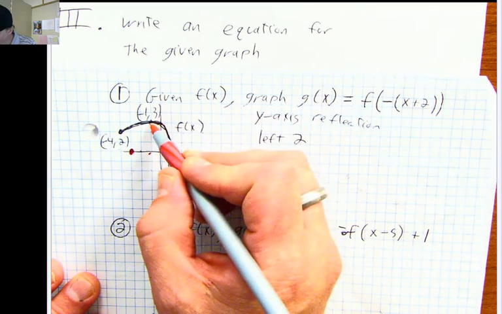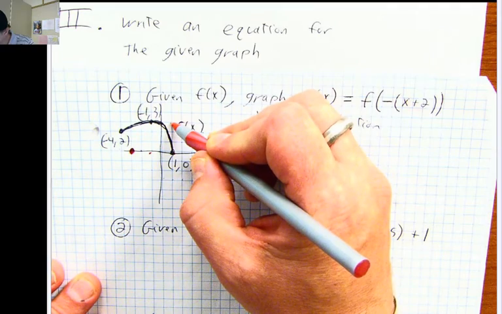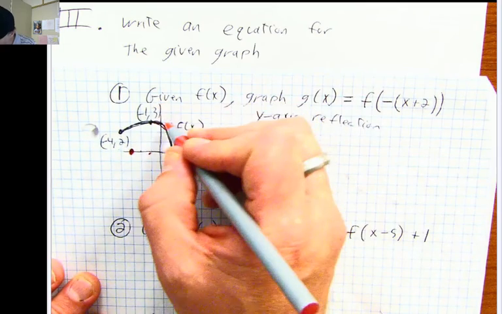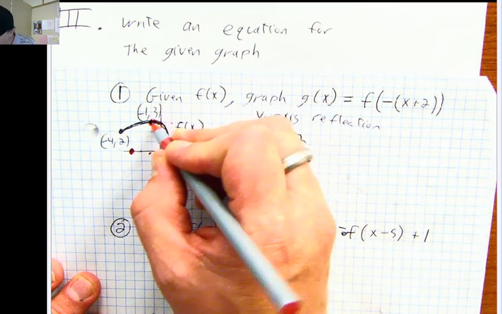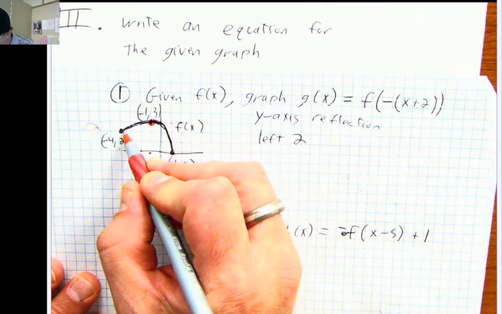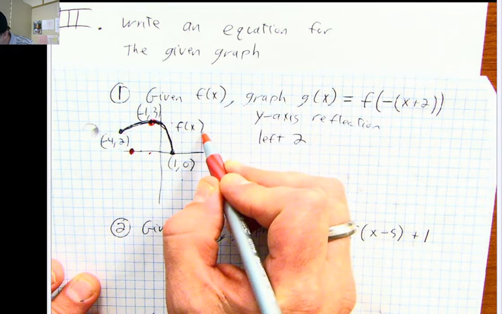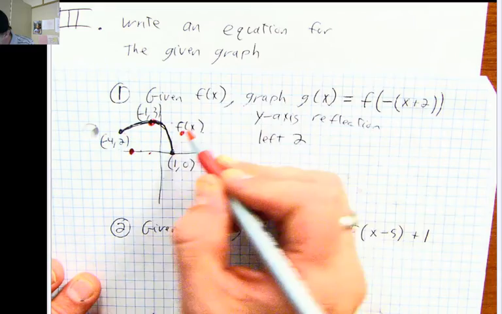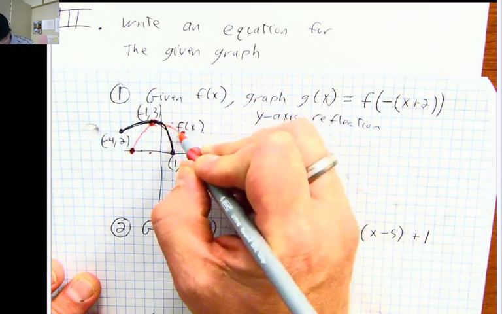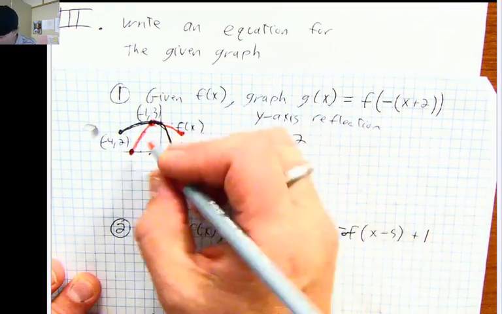Same thing with negative 1, 3. I reflect over the y-axis to 1, 3, and then I go left 2, which oddly enough puts me at this exact same negative 1, 3 point. And then this third point, negative 4, 2, I reflect over the y-axis, so it goes out to 4, 2, and then I go left 2, and it ends up here. Then you connect the dots. And that is your g of x graph.